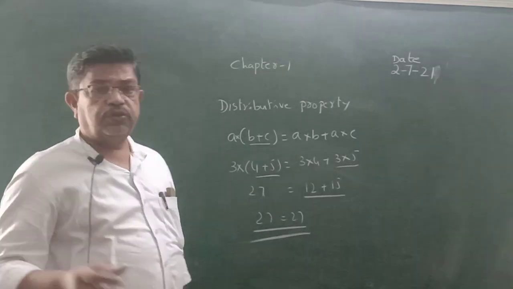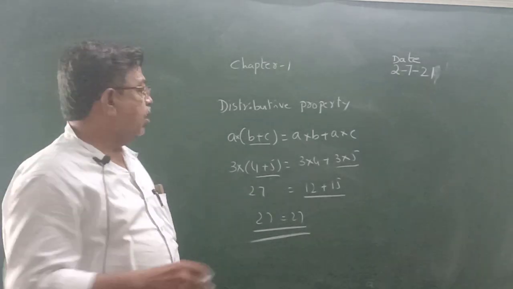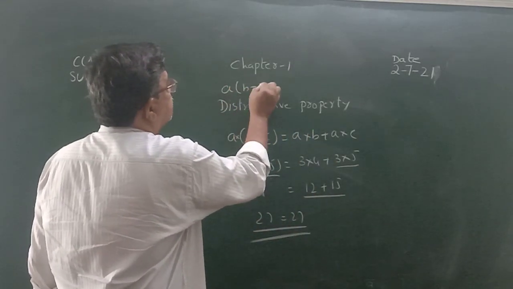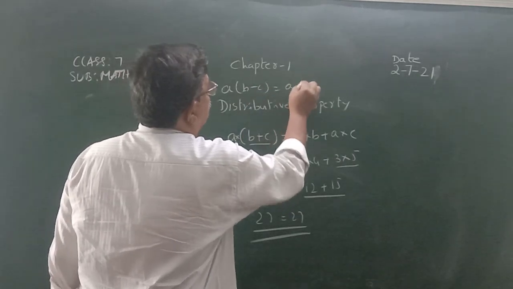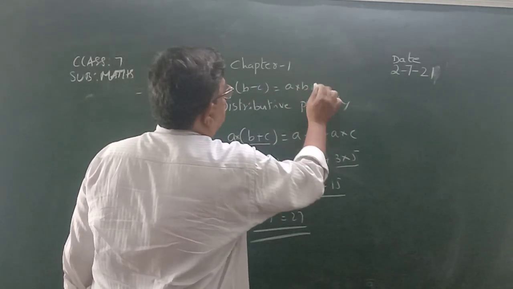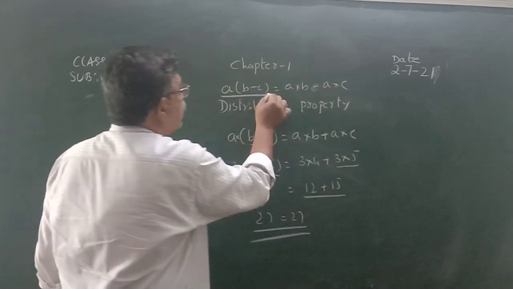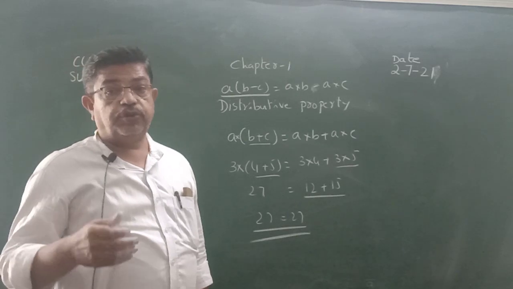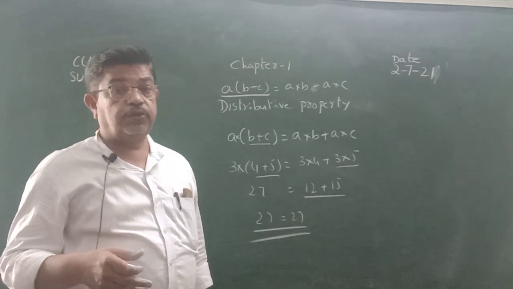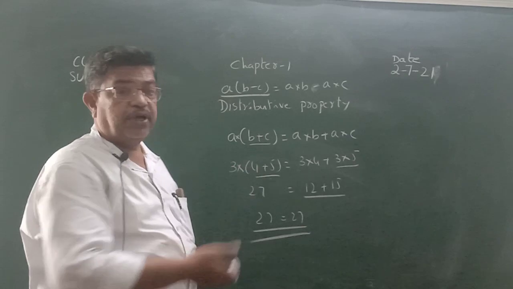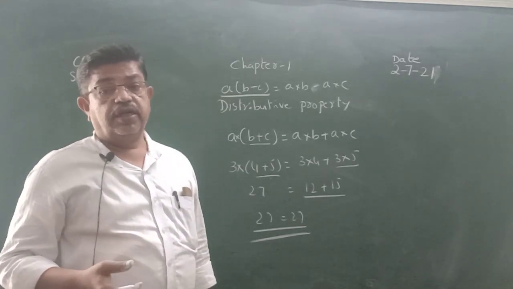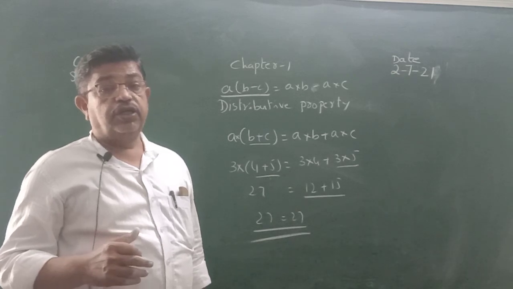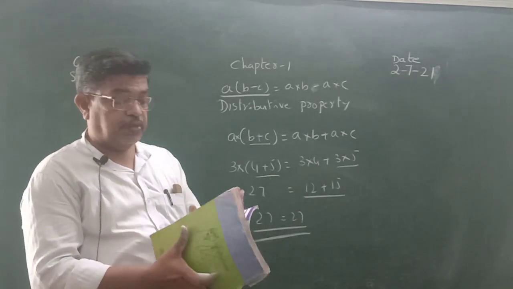Distributive property. Like this, you take either positive integers or negative integers, or you can take differences also. A into B minus C is always equal to A into B minus A into C. Multiplication is distributive over addition, or multiplication is distributive over subtraction. Like this, you can take many examples and prove that the distributive property is present for integers. Multiplication distributes over addition or subtraction.